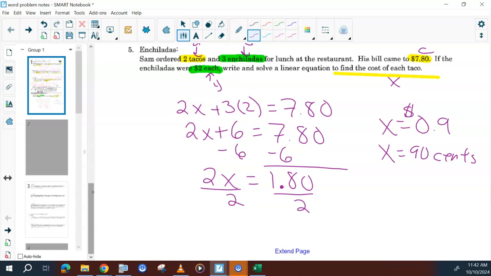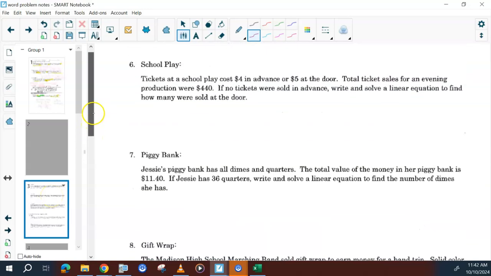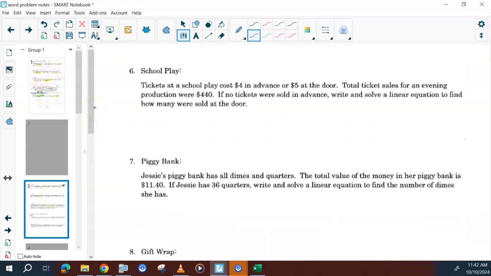Okay. Number 6. For the school play, tickets at a school play cost $4 in advance or $5 at the door. Total ticket sales for an evening production were $440. If no tickets were sold in advance, write and solve a linear equation to find how many were sold at the door. What's important here?